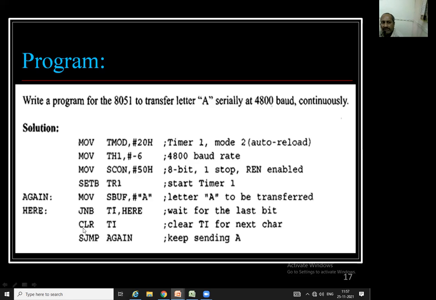The next instruction is to clear the TI flag that was turned on, so CLR TI. Then SJMP again to HERE, because we want to send data continuously. That is SJMP, it is going to be used in a continuous loop. How it works, we are also going to see practically.